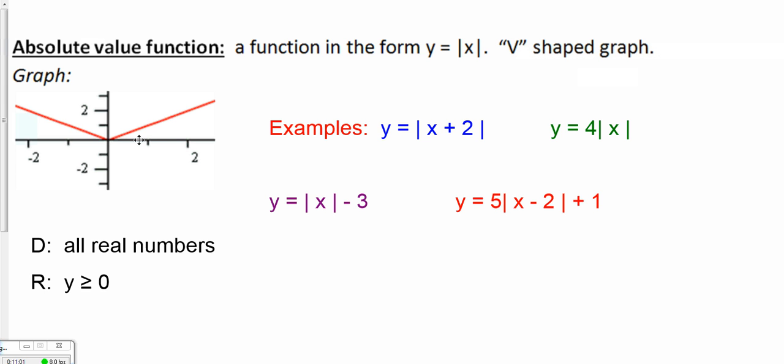As x gets bigger, y gets bigger. As x goes negative, y also gets bigger because it's the absolute value of that number. So y can never be lower than 0. So we'd say the range is y is greater than or equal to 0.